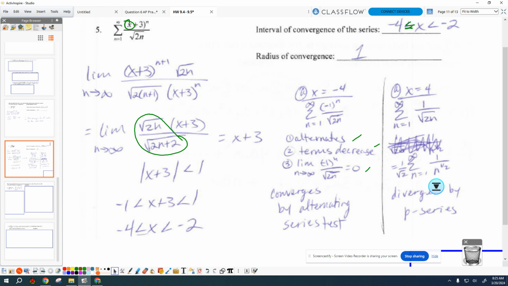Plugging in the other endpoint, it becomes 1 over the square root of stuff. It's no longer alternating. That's going to diverge by p-series.